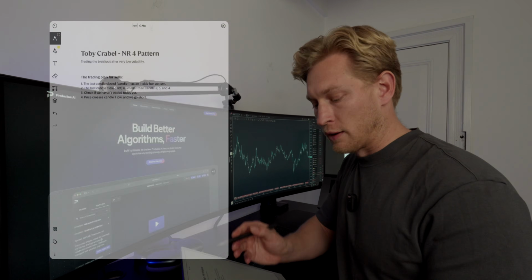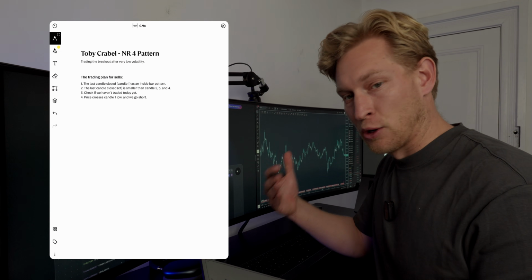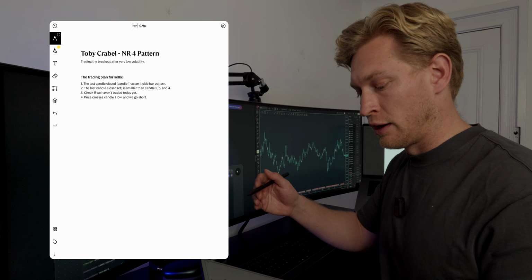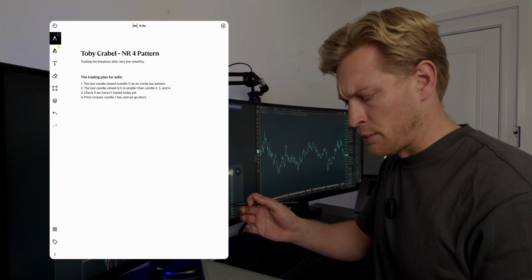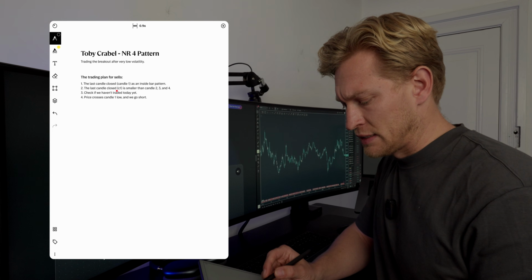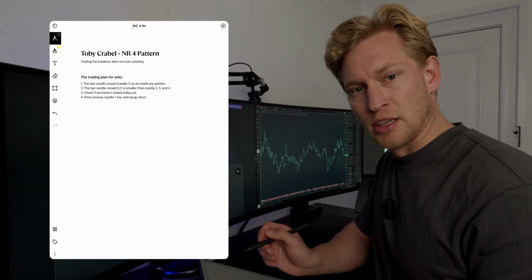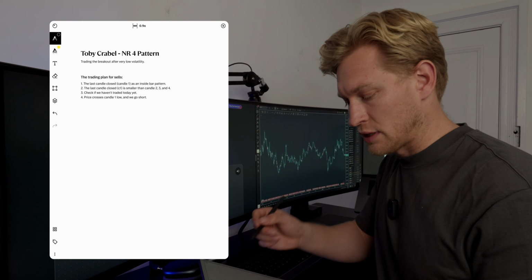What is going on here? Step one for the sell side, so you can of course also buy only or sell only or trade buys and sells. But for this example, let's just talk about the last candle closed is an inside bar, and if that happens, I want to do something.